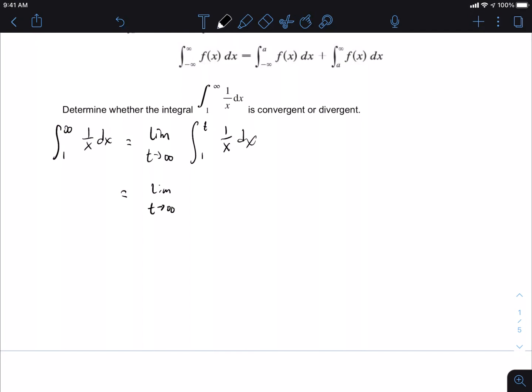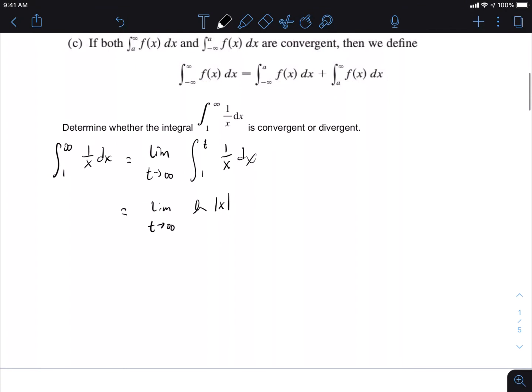Natural log absolute value of x? Correct. So it's going to be the natural log of absolute value of x, and we're going to evaluate that from 1 to t. So our limit is going to be, as t goes to infinity, ln of absolute value of t minus ln of 1. We know ln of 1 is 0, so that piece is going to be 0, and we get the limit as t takes off to infinity of the natural log of t, which is going to be equal to what?